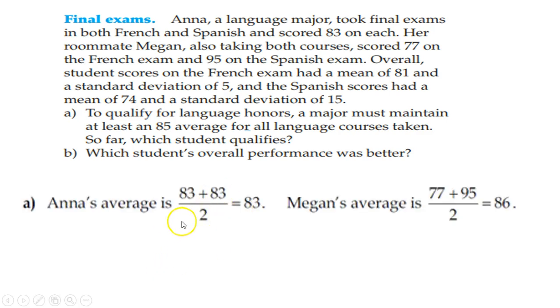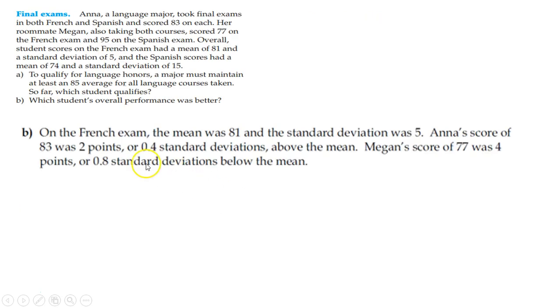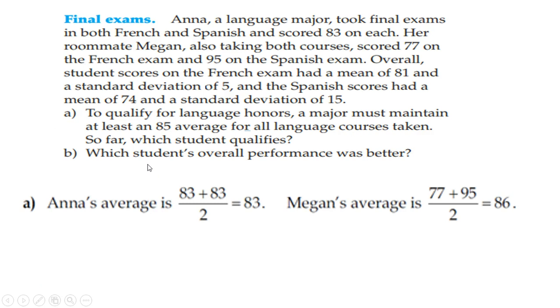So, Anna's average: she scored an 83 on each, so her average is 83. Megan scored a 77 and a 95, so she averaged 86. To qualify, the average needs to be at least an 85, so just straight up, Megan qualifies and Anna doesn't. If we look at it like that, that's what we get. But which student's overall performance was actually better?